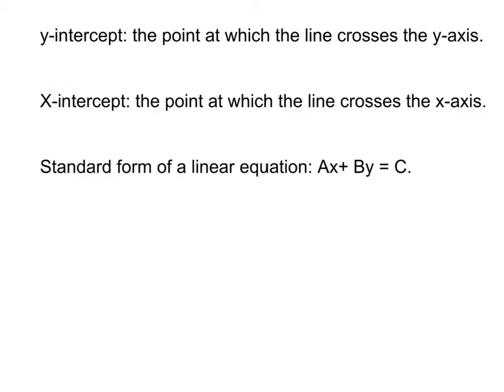Okay, we talk about the y-intercepts and the x-intercepts of a graph. The y-intercept is the point at which the line crosses the y-axis, and then typically that point will look like a 0 and whatever that number is. X-intercept, the point at which the line crosses the x. This one just reversed, whatever the x-coordinate is, and then 0 for the y. Standard form of an equation, ax plus by equals c.